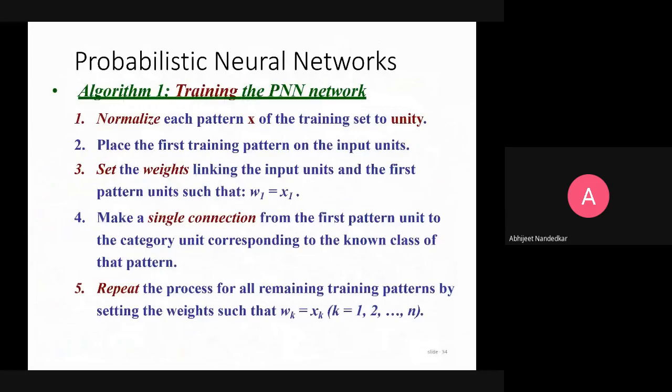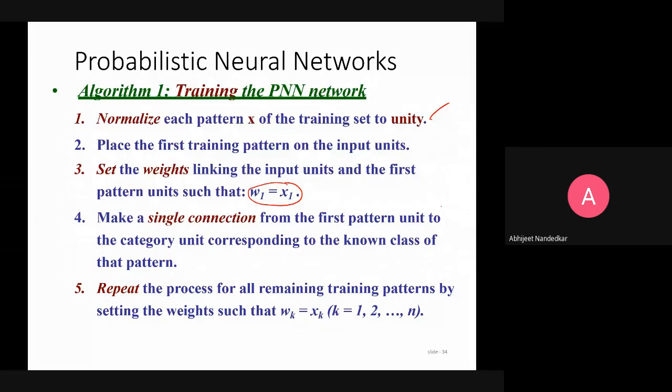So let us see the training algorithm of this PNN. Normalize each pattern so that its length is 1. Place the first training pattern on input units. Set the weights linking the input units and the first pattern unit such that W1 is equal to X1. Make a single connection from the first unit to the output unit corresponding to the known class of the pattern.